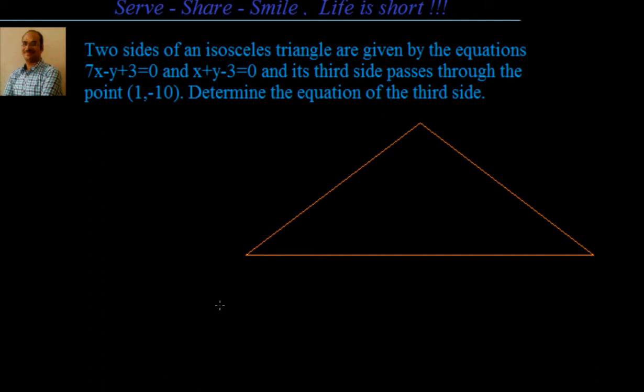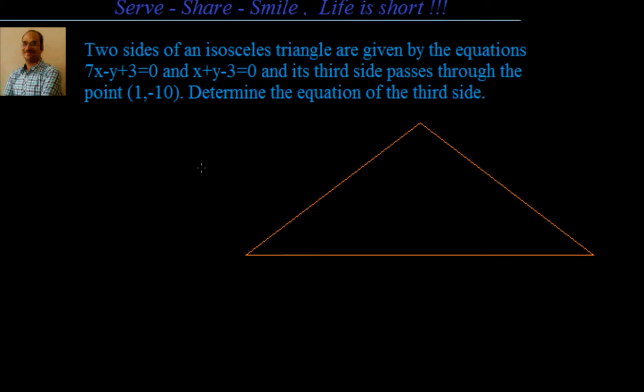Hello friends, let's look at one more example as part of the problems related to angle between two lines. So we have an interesting problem. Two sides of an isosceles triangle are given by the equations 7x minus y plus 3 equal to 0 and x plus y minus 3 equal to 0, and its third side passes through the point minus 1 comma 10. Determine the equation of the third side.